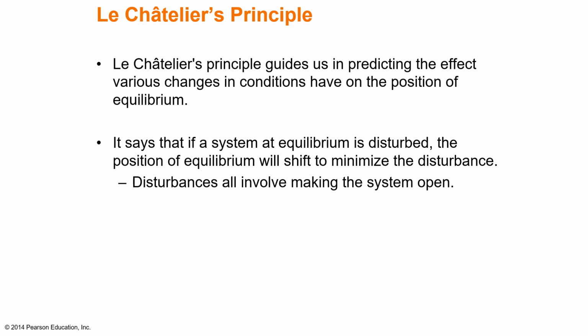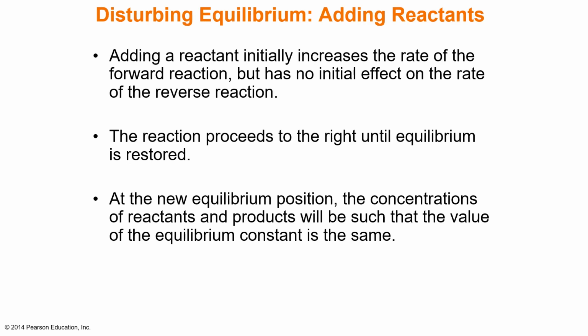where the concentrations of all the chemicals have changed, but our equilibrium is restored, and our equilibrium constant remains the same. Let's look at some individual cases.